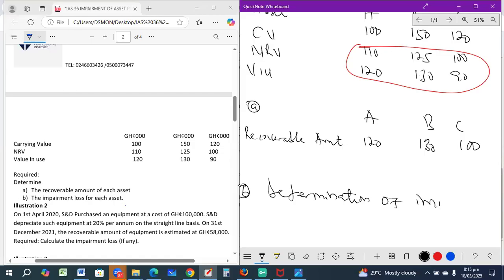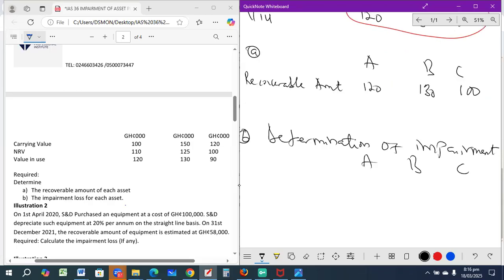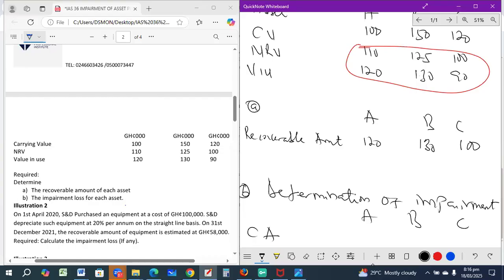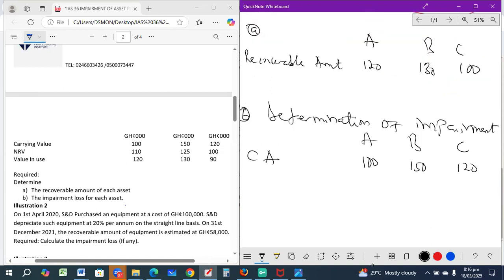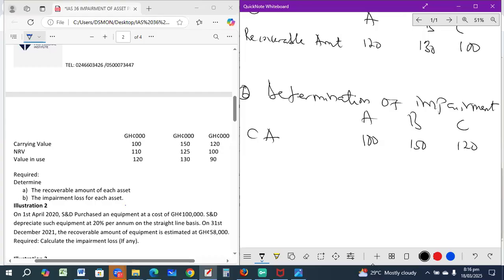Now, determination of impairment. Please, are we all following? Yes, sir. Determination of impairment for A, B, C. So we have our carrying amounts. Bring your carrying amounts: A, 100. B, 150. C, 120. So these are the carrying amounts from the question. Then from what we obtained, determine your recoverable amount. The recoverable amount, we said 120 for A, here will be 130, and here will be 100.